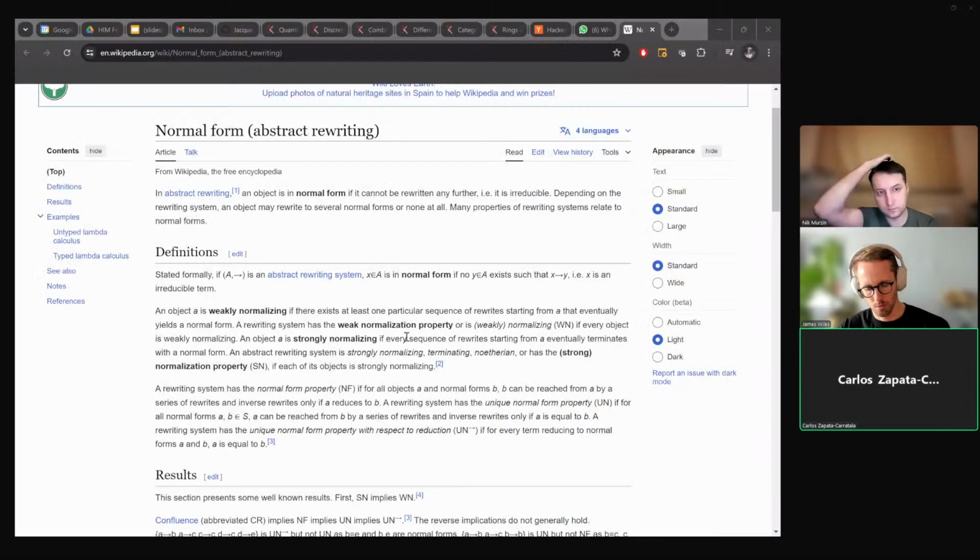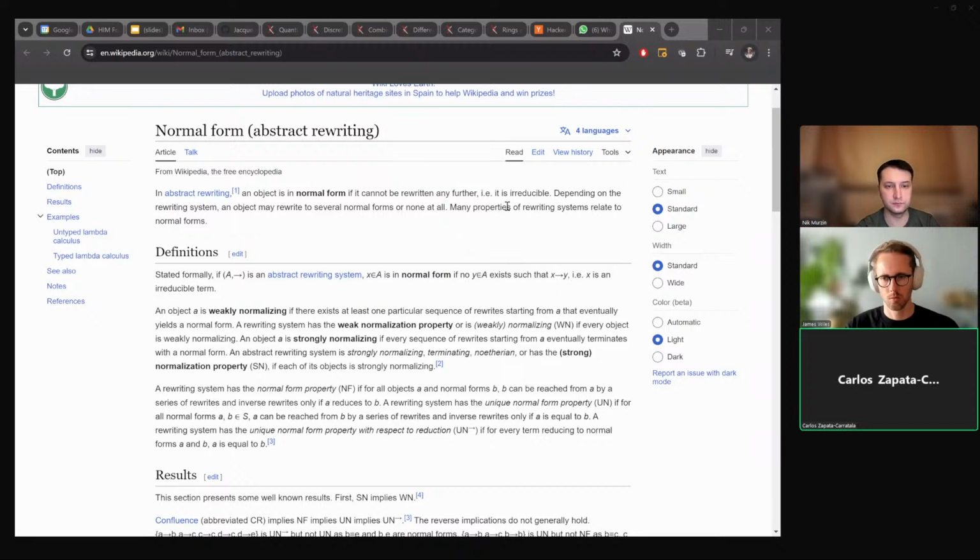So this is what people call normal form in abstract rewriting. It says an object is in normal form if it cannot be rewritten any further. That's the historical terminology for normal form, and that's why I wanted to deviate a little. As it says, depending on the rewriting system, an object may rewrite to several normal forms or none at all, right? So that's where what we could call a terminating object comes in, or a terminal. I like to call them terminal terms.